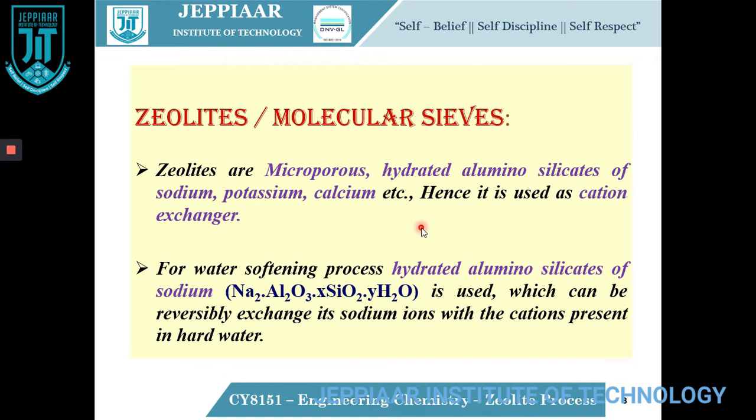Mostly in the water softening process, we use hydrated aluminosilicates of sodium because the sodium ions held in the zeolite are very easy to remove. So that's why we exchange its sodium ions with the cations present in hard water. That's why most industries prefer hydrated aluminosilicates of sodium.